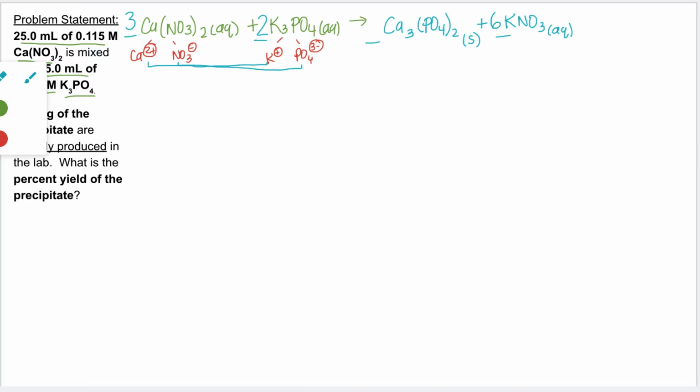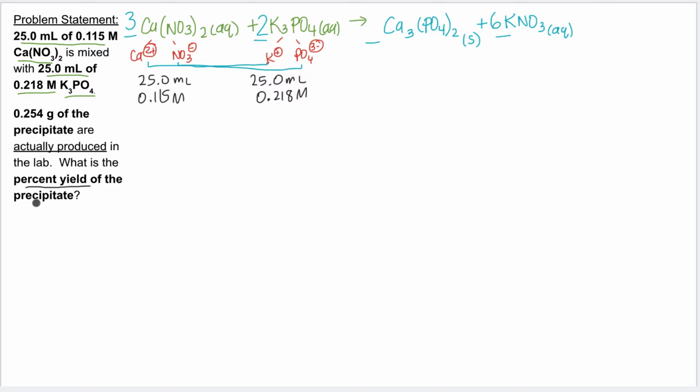So this is going to actually be helpful because we're going to be able to use the volume and the molarity to solve for the moles of each reactant. And then it's going to start to look like a limiting reactant type of scenario where we're going to have to figure out what the limiting reactant is. But let's see what our end goal is. We're trying to find the percent yield of the precipitate.